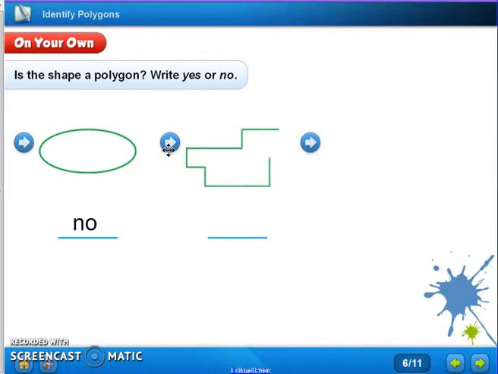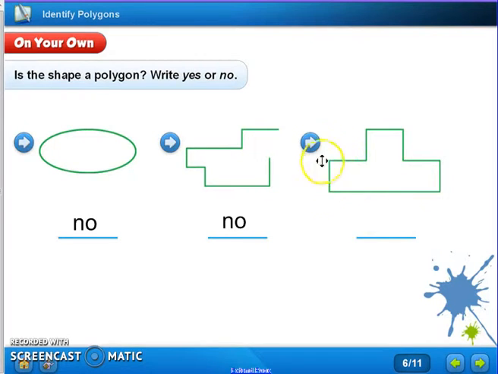Is it closed? Right away I see a problem. Okay, because something from the outside could get in. So if it's not closed, it doesn't matter that it's made of line segments. It doesn't matter that it's flat. If it's not closed, it's not a polygon. So the answer to that one is no. Let's try the third one.